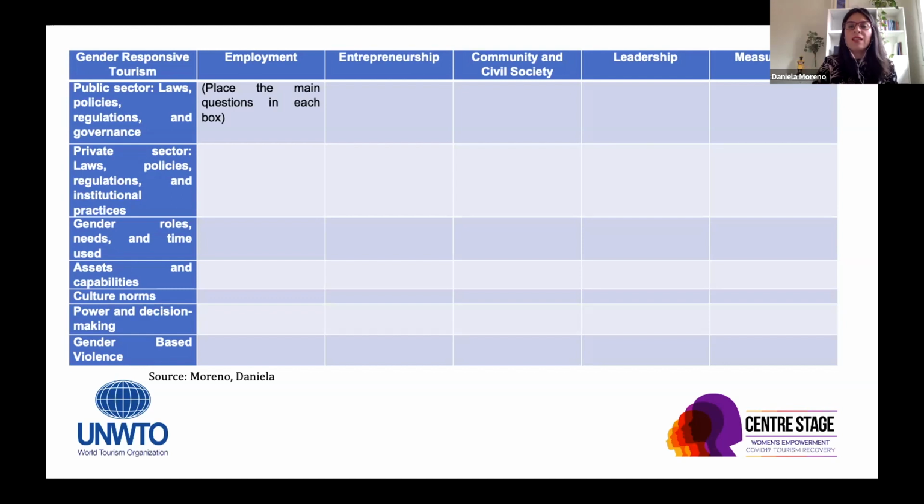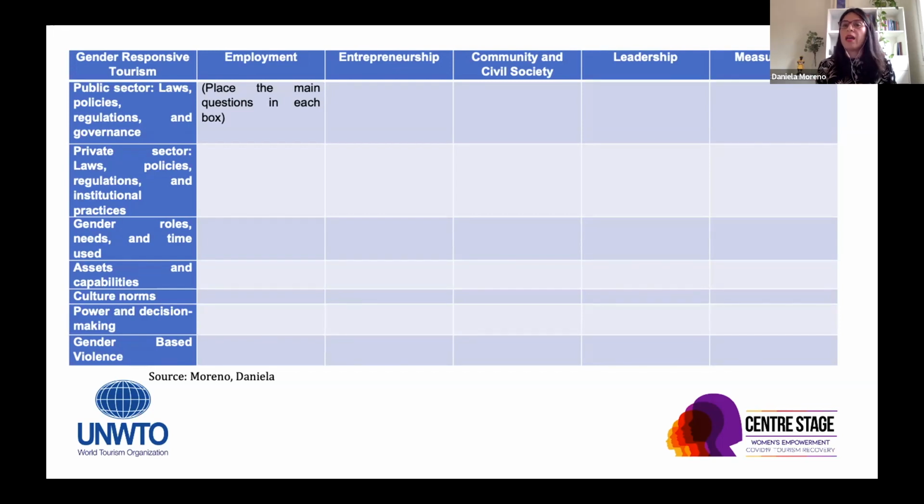There is no need to place questions in all the boxes. You can choose. Maybe in my rapid gender assessment, I'm going to work on employment and entrepreneurship, and I'm going to link these questions with gender roles, needs and time, and gender-based violence, and that's it. You have to define how you are going to complete this matrix, because this is a rapid gender assessment. You don't have to fill out all the boxes.